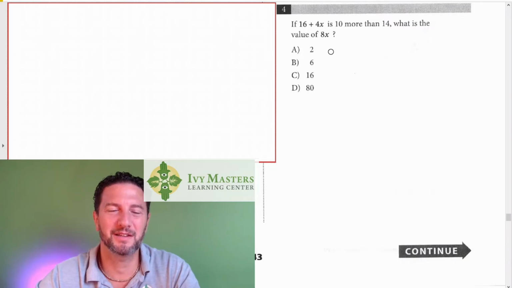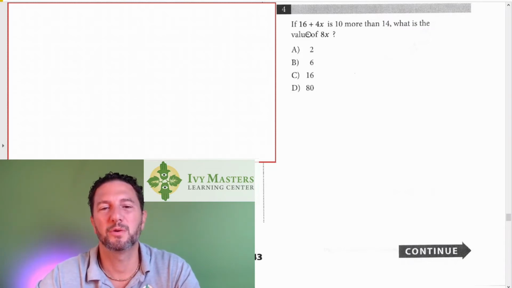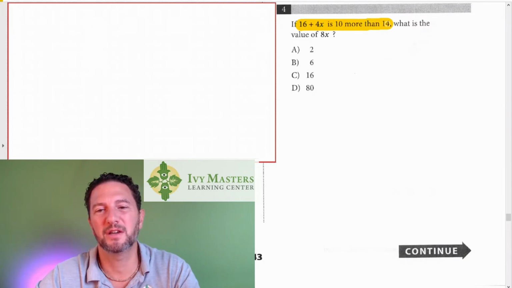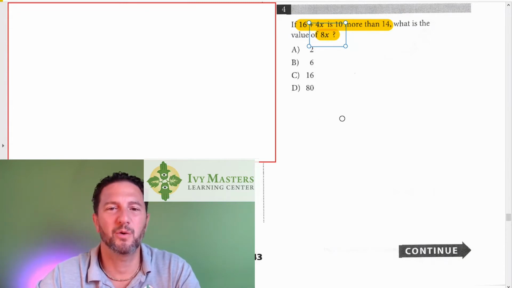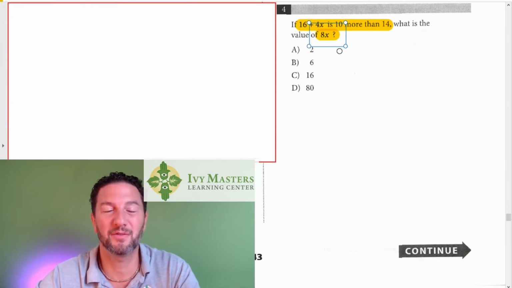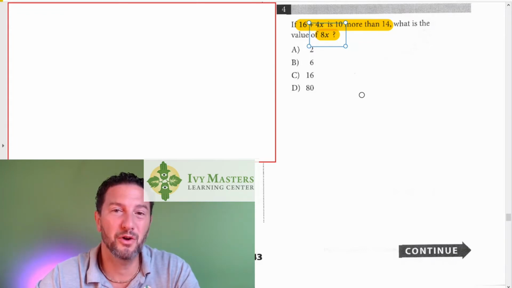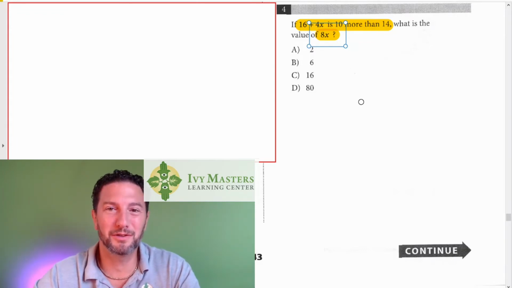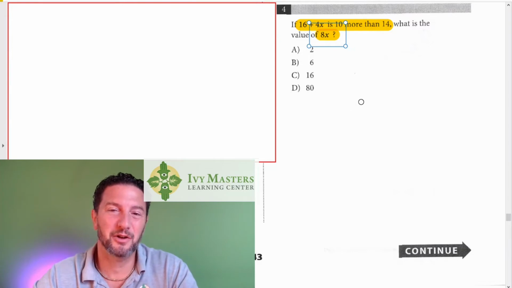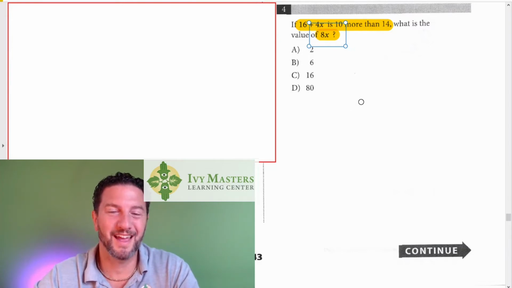Today we're going to look at Test 1, Section 4, Number 4, which reads, if 16 plus 4x is 10 more than 14, what is the value of 8x? Now, one thing that you might notice here is it's not asking for the value of x, it's asking for the value of 8x. The College Board knows that students will solve for x and not go back and check that it's actually asking for 8x.